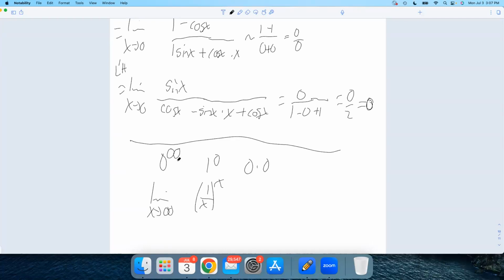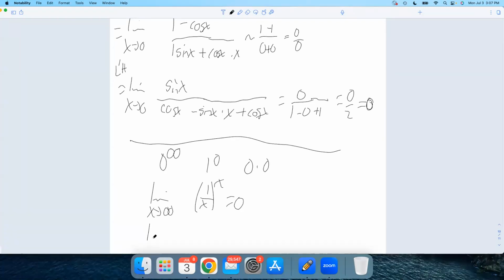0 to the infinity. If the bottom's getting smaller and you're taking that to bigger and bigger powers, numbers close to 0, when you square them, get even smaller. Take them to the 100th power, they get even smaller. This limit's just 0. You don't need L'Hopital's for this. 0 to the infinity is just 0. 0 times 0 is just 0. 1 times 0 is just 0.